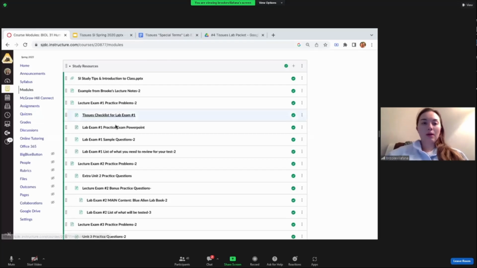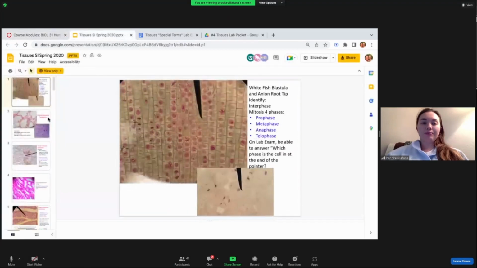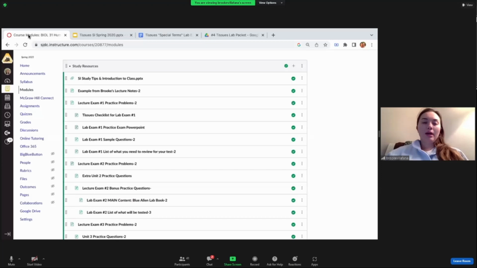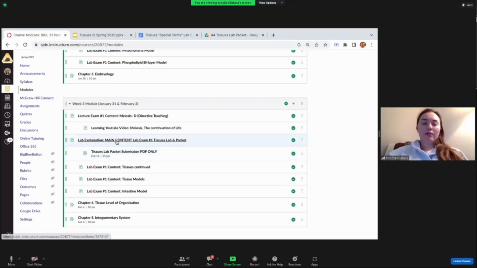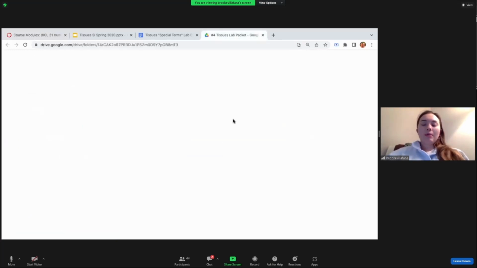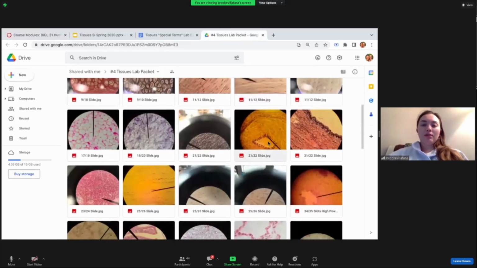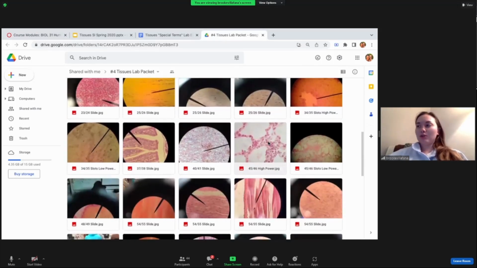Then right below it, lab exam number 1 practice exam PowerPoint. That's what I'm going to be using. We're going to be going through that right now with additional pictures to give examples. And remember that if you go to your actual packet, this lab exam number 1 tissues packet, if you're in Vendors' class, it will be where you would submit your packet. If you go there, it pulls up this Google Drive link that includes additional pictures.